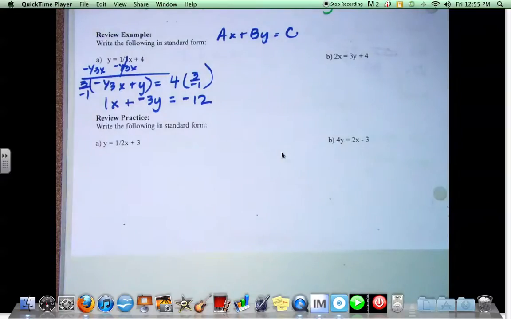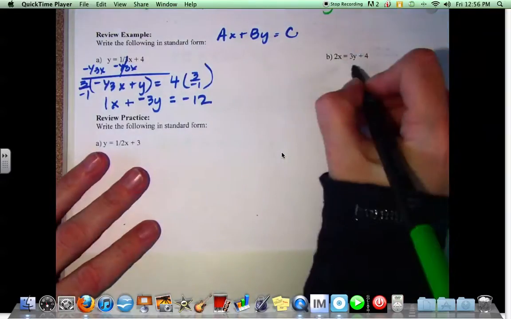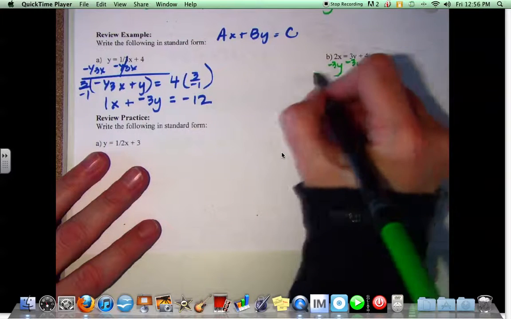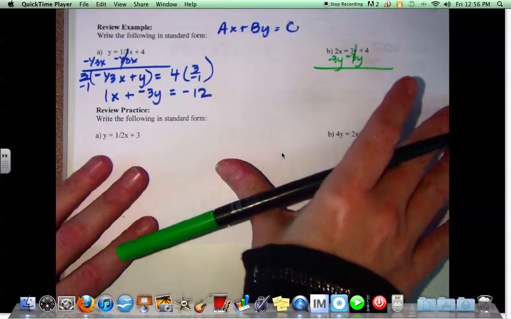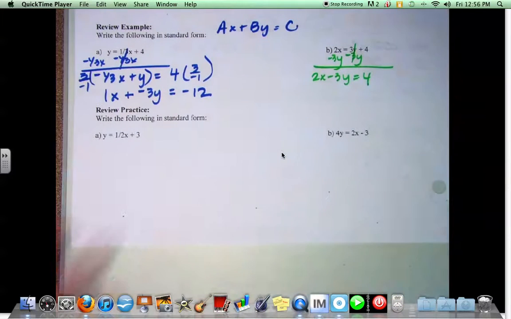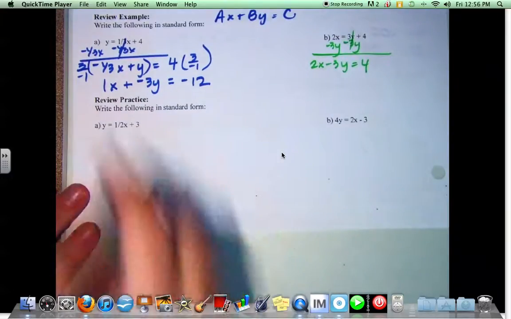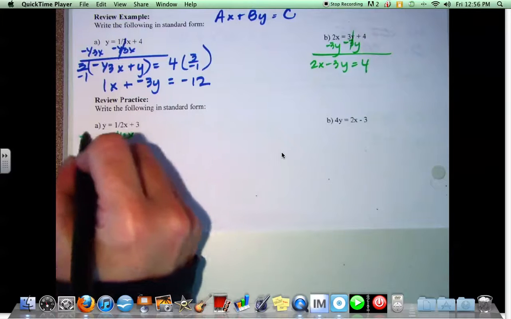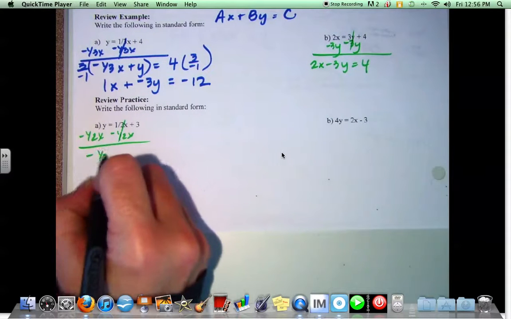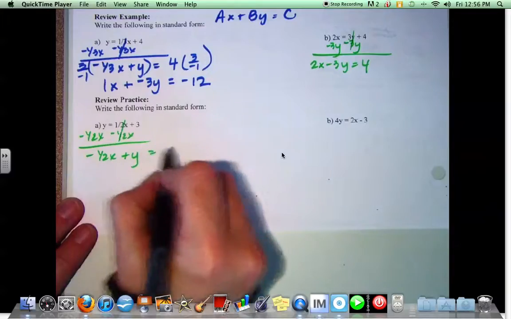All right, B, 2x equals 3y plus 4. What do I need to move? The 3y. Add it or subtract it? Subtract it. So what do I have on the left? 2x minus 3y equals 4. Are we done with it? Yes. Okay. Next one. y equals 1/2 x plus 3. Subtract 1/2 x. What do I have on the left? Negative one half x plus y equals 3.